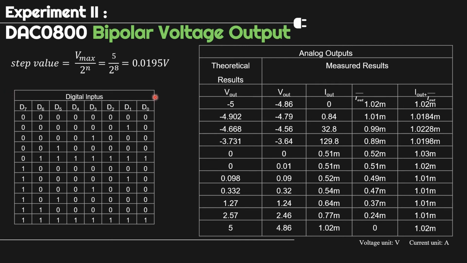Then, according to the digital inputs, we adjusted D7 until D0 to measure the V out, I out, and also I bar out. As an example, to measure the output voltage, J1 and J2 are short circuited, and J3 is open circuited. Meanwhile, to measure the I out, J1 and J3 are open circuit and J2 is short circuit, and to measure the I bar out, J2 and J3 are open circuited and J1 is short circuited. Then the total current is calculated using the formula I out plus I bar out.